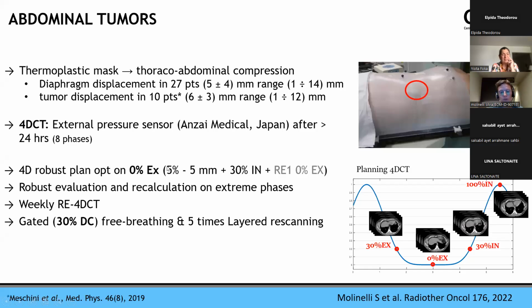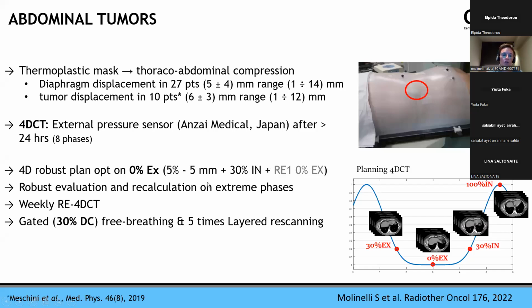We use, I would say, 3.5% range uncertainties and 5 millimeters setup uncertainty, and we include the 30% inspiration phase, reconstructed phase from the 4D CT, because 30% inhale and exhale are, let's say, the boundary of the ideal boundaries of the gating window. So we try to see the worst case scenario in our ideal gating window. And then I will come back to this part at the end of the talk.